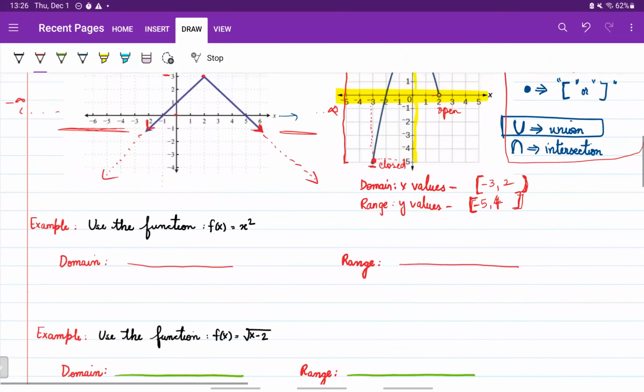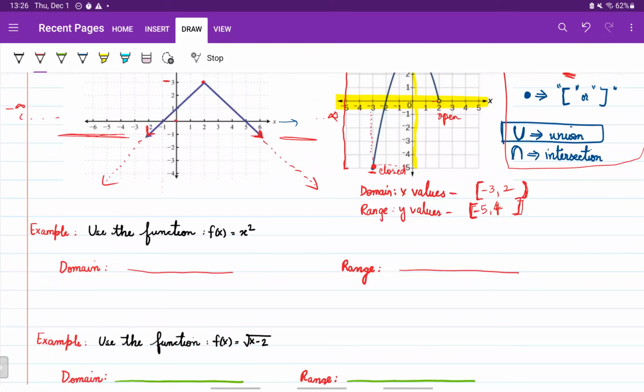Okay, now let us find the domain and the range when a function is given. So here the function is given as an equation. Here we have f of x equals x squared. As you know, we can call this y equals x squared. So if you immediately look at this, let me first write this down again. We have the domain is all the x values, and range is all the y values.